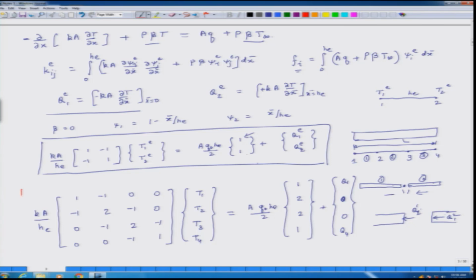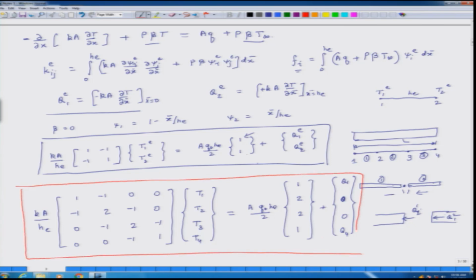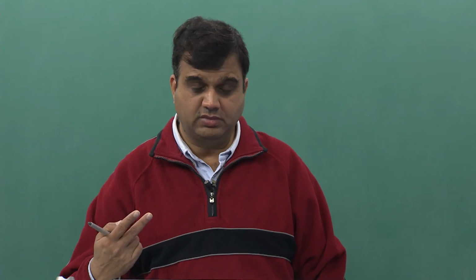So, that is my equation at the assembly level. Okay. Now, I see that in this equation I have 4 unknowns T1, T2, T3 and T4, and then I have two more unknowns Q1 and Q4. So, there are a total of 6 unknowns and 4 equations. So, I need 2 extra conditions, and these 2 extra conditions will be gotten through application of the boundary conditions.